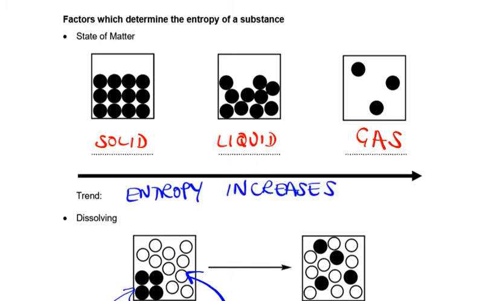So well done if you said that the entropy increases. So there's an increase in disorder. They're becoming more randomly arranged.